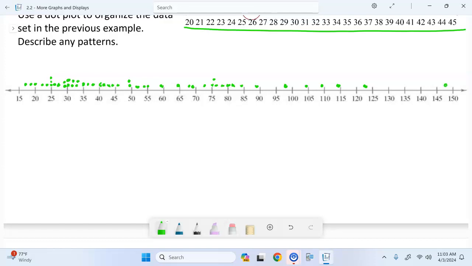And 148. Okay? This data set, not ideal for a dot plot. Why?